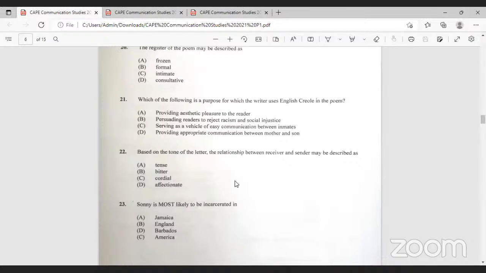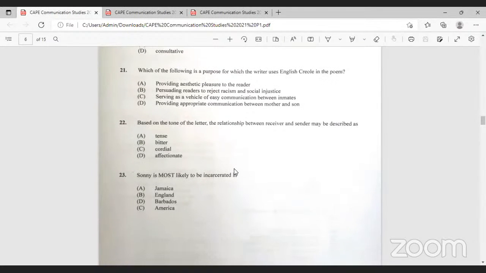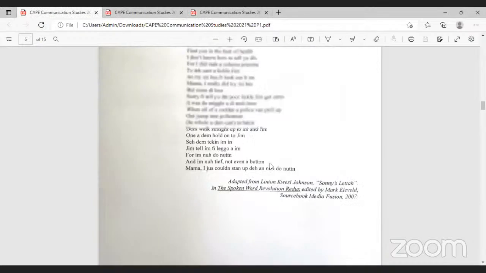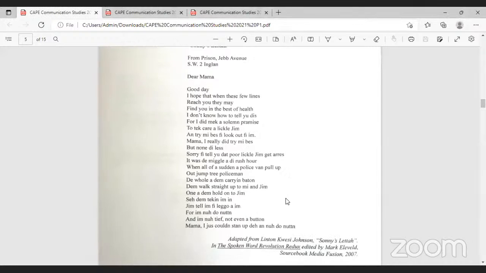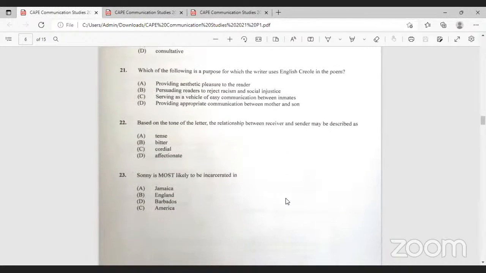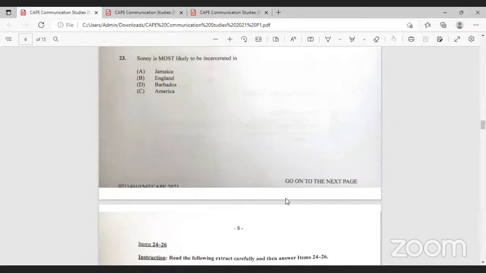23, Sonny is most likely to be incarcerated where? Jamaica, England, Barbados, or America? Should be clear. E, yeah, and then it said it at the beginning. It said England, Inglam, they meant England. All right, so 23 is England.